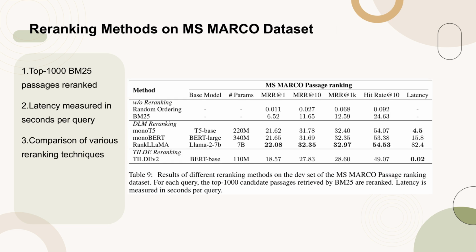Table 9 presents the results of different re-ranking methods applied to the development set of the MS Marco passage ranking dataset. Each query's top 1,000 candidate passages, initially retrieved by BM25, are subjected to re-ranking. The latency for each re-ranking method is quantified in seconds per query. This table serves to compare the effectiveness and efficiency of various re-ranking techniques in enhancing the relevance of retrieved documents.